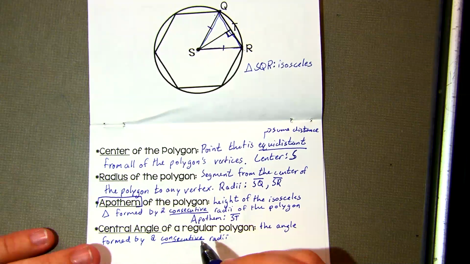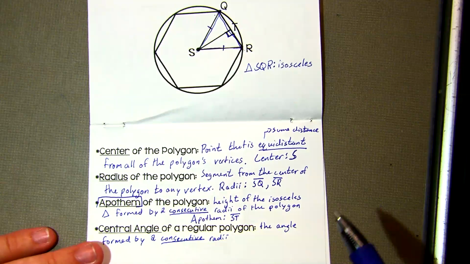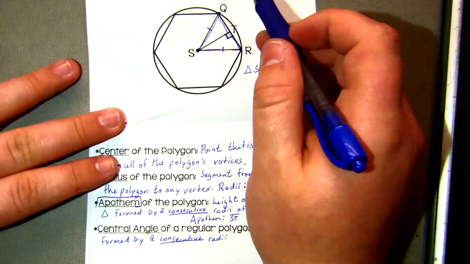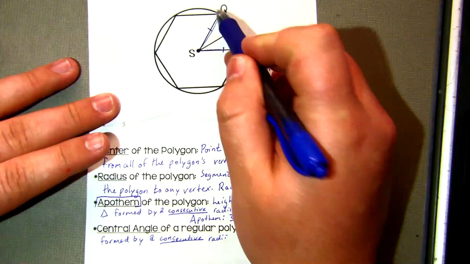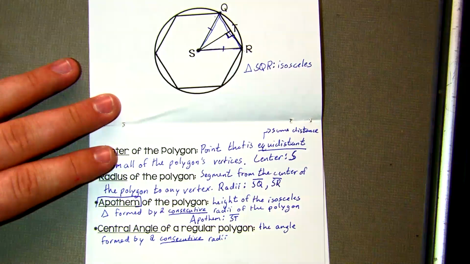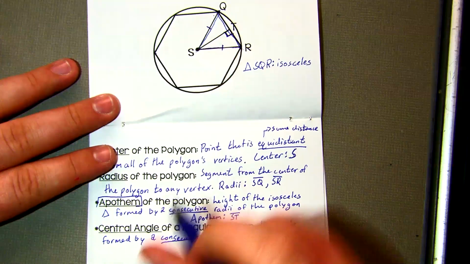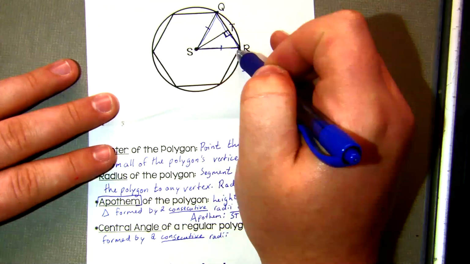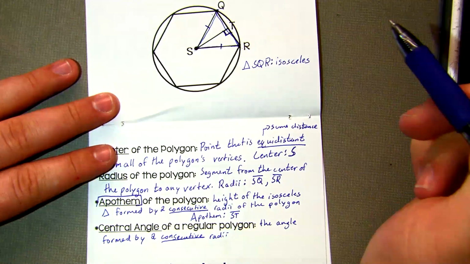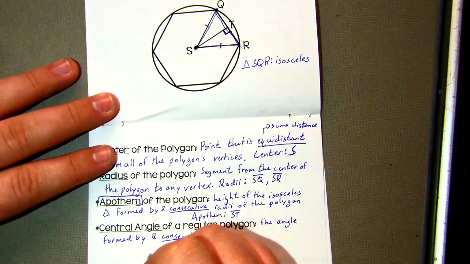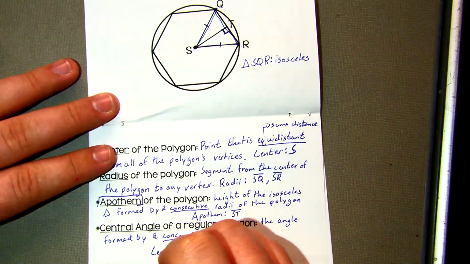So the way we can find our central angle is we look and we say, okay, I've got one radius here, one radius here. Are they right next to each other? Are they consecutive? Do they go to the vertices that are consecutive? Yes, they do.